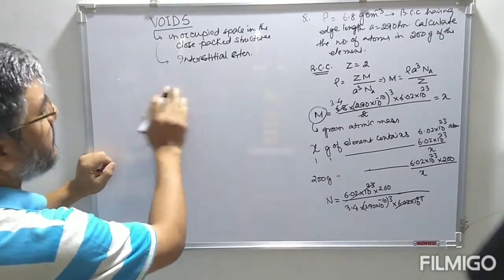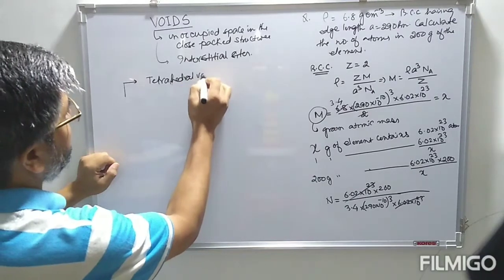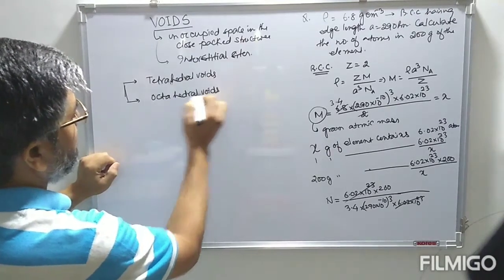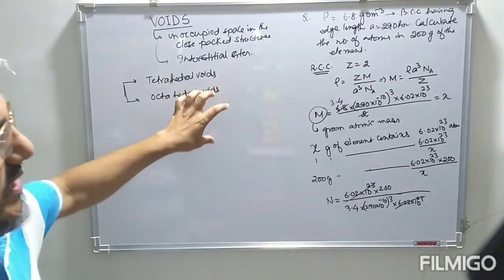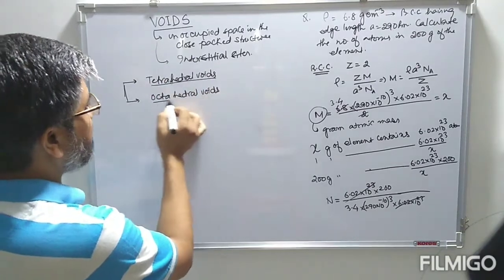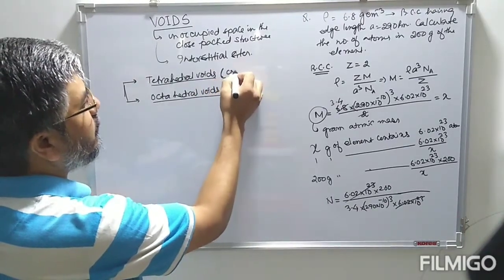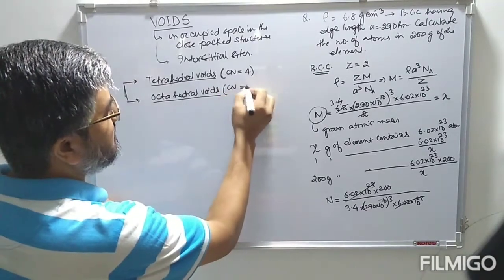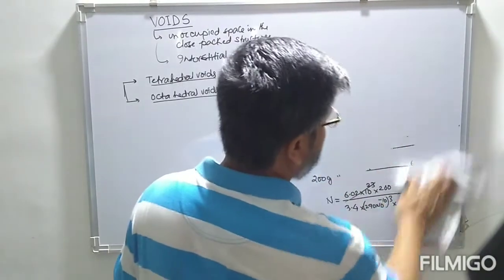Now these voids are of two types. One is known as tetrahedral void and the other one is octahedral voids. So in closed packed structure, that is CCP or FCC, and HCP, hexagonal closed packed structure, we find two types of voids. One is known as tetrahedral void, the other one is known as octahedral voids. Tetrahedral voids means the unoccupied space is surrounded by four spheres, that is coordination number is 4. Octahedral voids, the unoccupied space is surrounded by 6 spheres, that is coordination number 6. So we'll take up one by one octahedral voids and the tetrahedral voids.